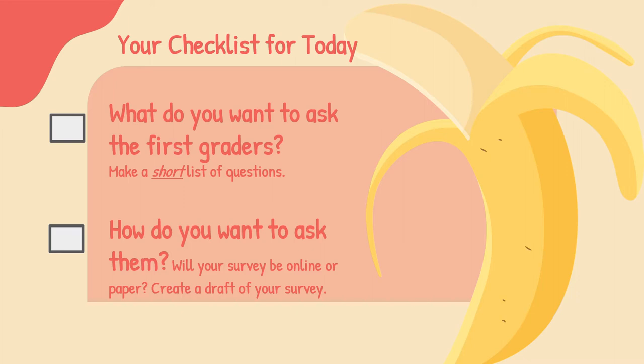So we're going to try to find out two things. What do we want to ask the first graders? And then how do we want to ask them that? So the task for the teams is to make a short list of questions and then to figure out how we want to survey them. Is there going to be an online survey? Is there going to be a paper written survey? Is there going to be one person that goes over to that classroom and asks questions to that specific group of first graders? What are we thinking? How are we going to make our survey?